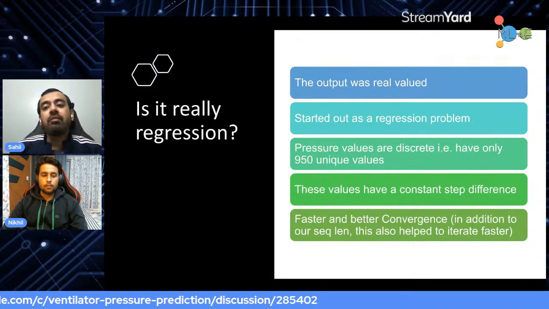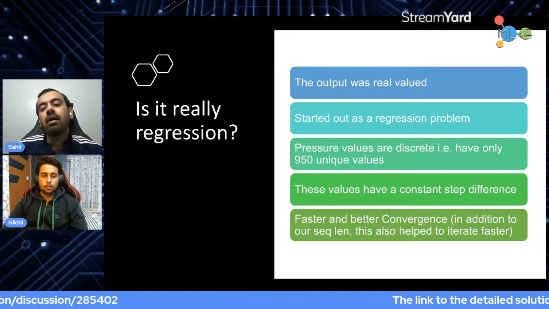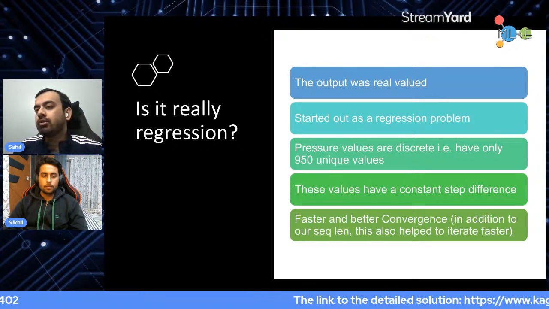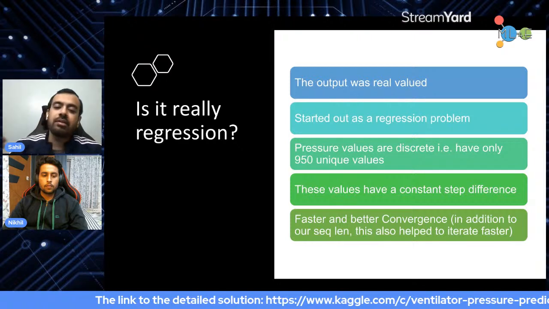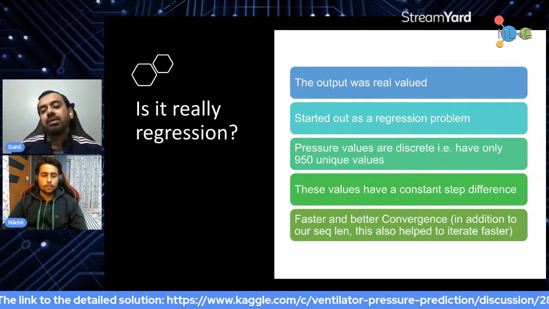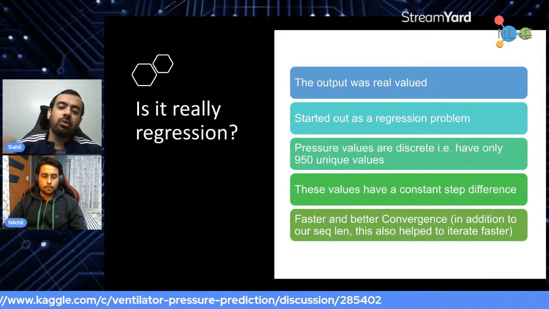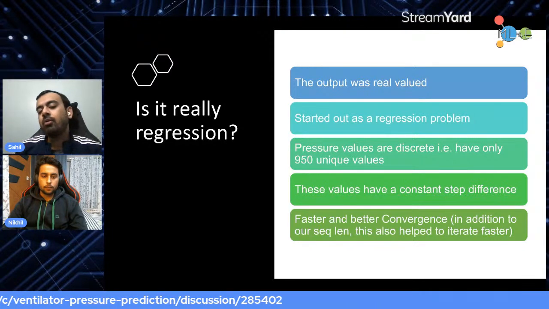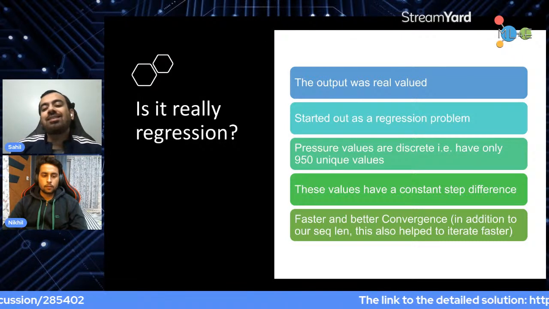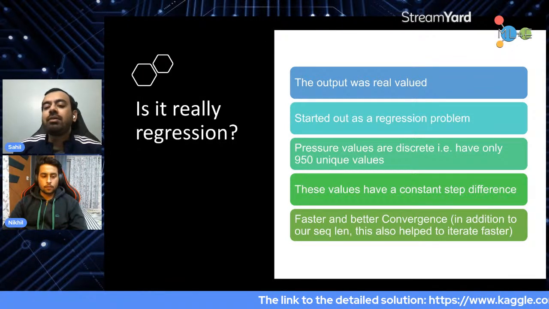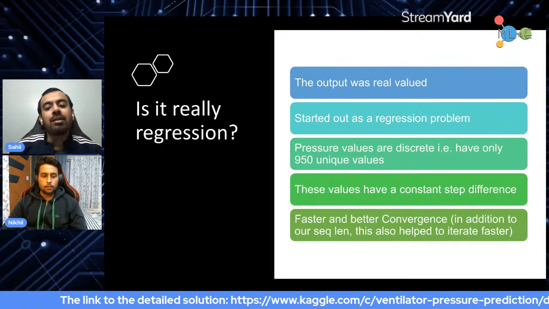Like for all those 75,000 breaths that we had in our training data, there were only 950 unique values of pressure. And these were also separated by a constant difference. For example, if you sort those 950 data points and calculate the difference between subsequent pressure values, you could see that there was a constant step difference. So this gave us an idea: why not convert this to a classification problem and try to solve it? And that is exactly what we did.